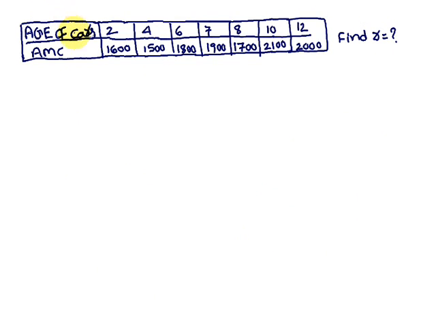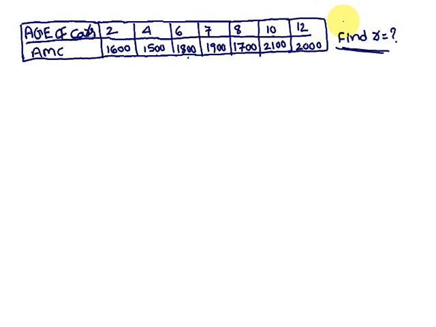The first row is the age of the cars: 2 years, 4 years, 6, 7, 8, 10, 12. AMC means annual maintenance cost. For 2 years it is 600, for 4 years 1500, for 6 years it is 1800, and so on and so forth. Now we are going to find out the degree of relation between these data, that is, the age of the cars and the annual maintenance.